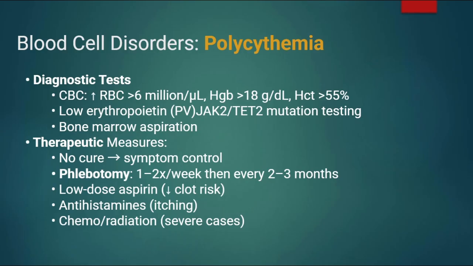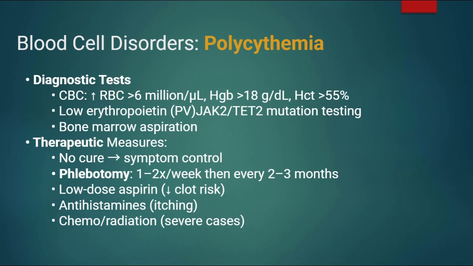Now let's talk about treatment. There is no cure for polycythemia vera, so the goal is to control symptoms, reduce blood viscosity, and prevent complications. The first-line treatment is therapeutic phlebotomy. This is like a controlled blood donation, where blood is removed 1 to 2 times per week until levels stabilize, and then repeated every 2 to 3 months as maintenance.